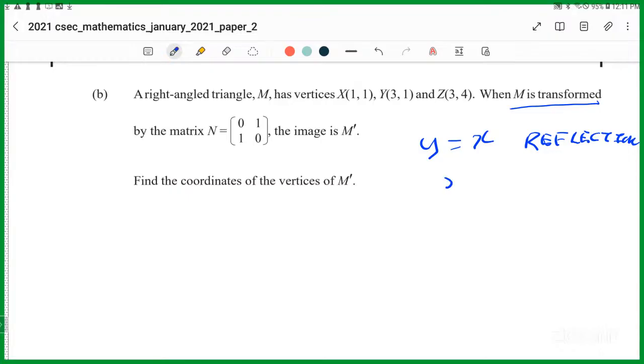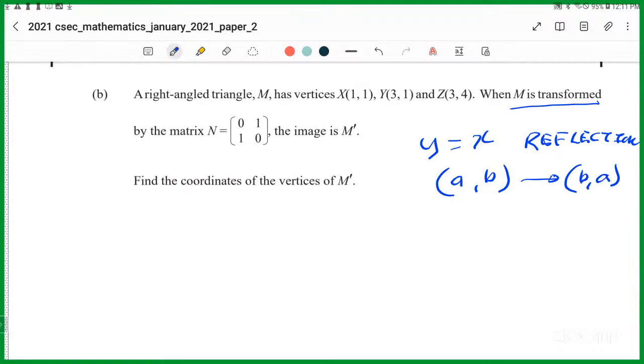And that maps a point xy onto yx. That's what it does. It reverses the coordinates. Alright, I'm going to use AB then. It takes a point AB and turns it into BA. Moves it to BA.